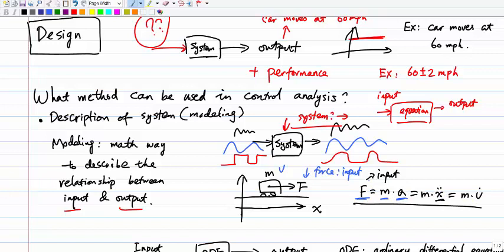Which means I got a mathematical description of the relation between the input, which is F, and the output, which is velocity. This is a way we can characterize the relation between the input and the output. So the input is the force F, and the output is the velocity V. Of course, the relationship is described by a differential equation. Okay. Those are the relationships we want to see, because this is called modeling. I can describe the relation between input and output in a mathematical way. So this is a modeling of a system.